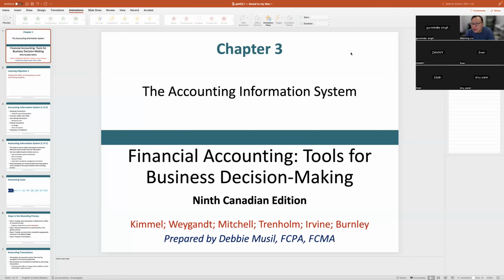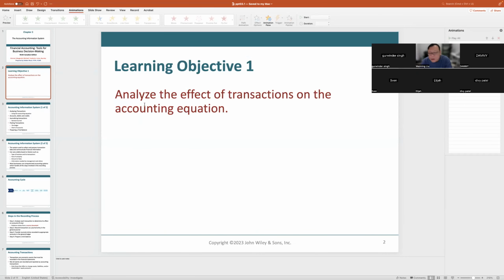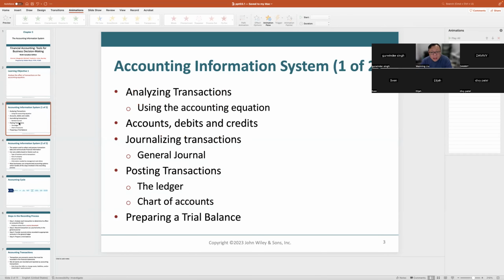Okay, so we are going to work on chapter 3, the accounting information system. The first learning objective is analyze the effect of transactions on the accounting equation. So accounting information systems have some important components, okay? And these are following a sequence of order.